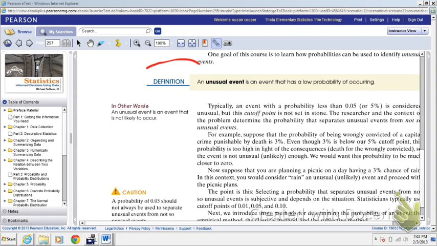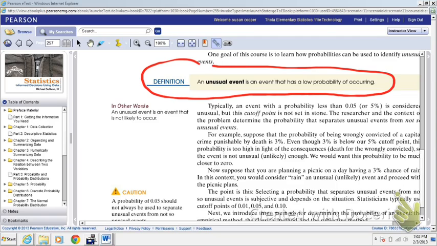See, I told you anything important would be in a blue or a yellow box. Here's the next thing: the idea of an unusual event. For your author in particular, be on the lookout for the word unusual. When they ask about unusual, they mean it has a less than 5% chance of occurring.